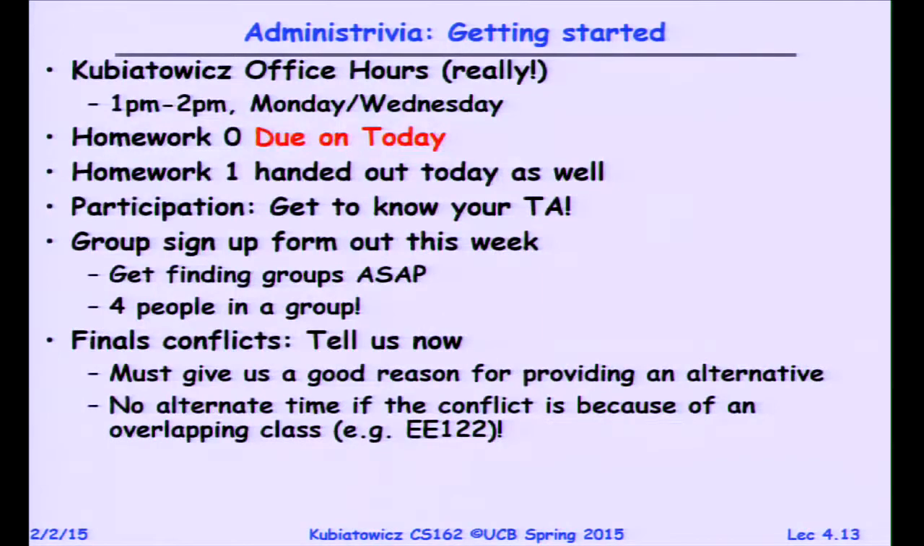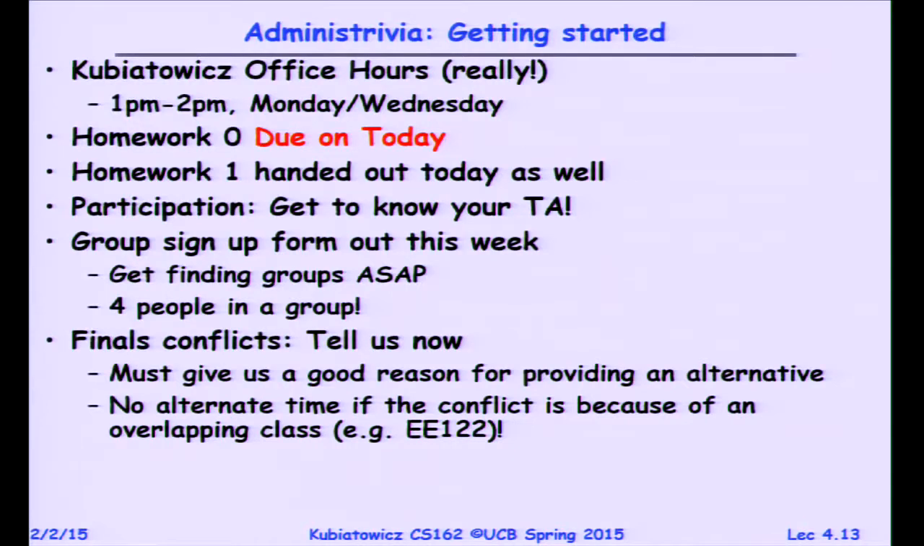And then finals conflict, I won't go into this, but make sure you let us know about conflicts. So far I only have 1 conflict I know about that's not a class overlapping related conflict. So if there are any others, let me know. Okay, that's my administrivia for today, which is stuff you've all heard before. Any questions? Nothing too exciting, other than, wow, you're on to homework 1. I know, I'm excited.